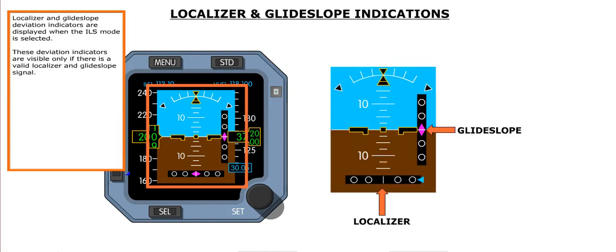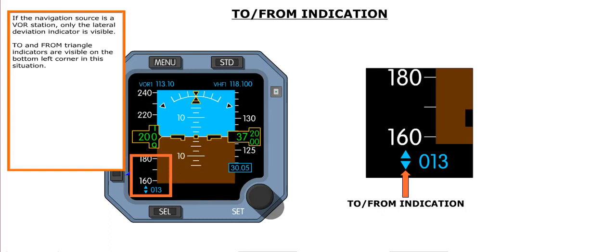Localizer and glide slope deviation indicators are displayed when the ILS mode is selected. These deviation indicators are visible only if there is a valid localizer and glide slope signal. If the navigation source is a VOR station, only the lateral deviation indicator is visible. To and from triangle indicators are visible on the bottom left corner.